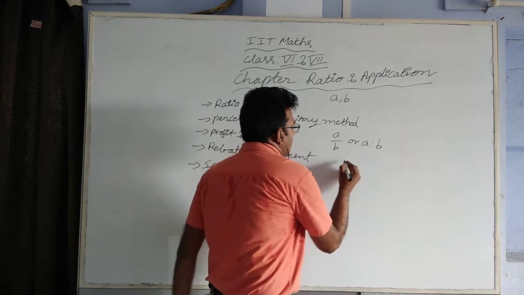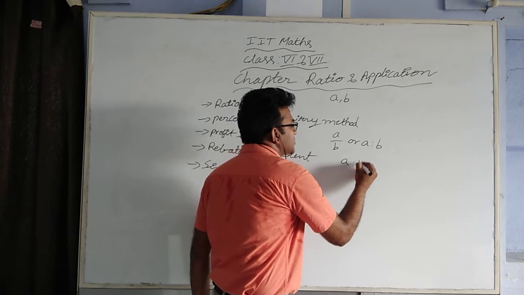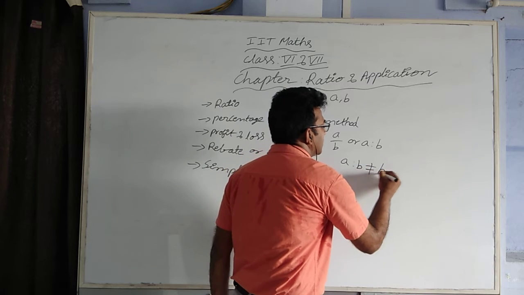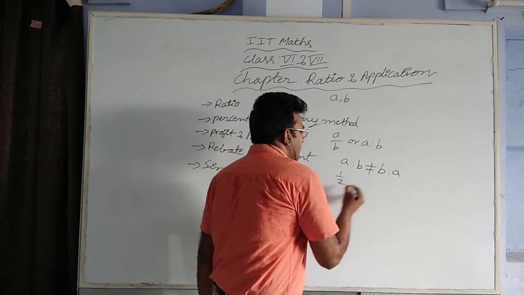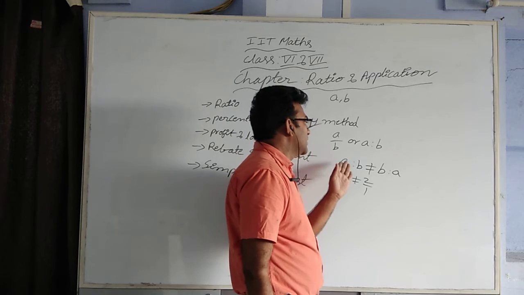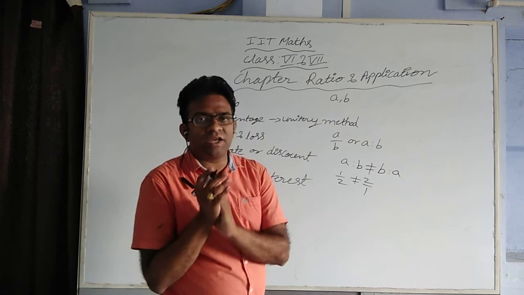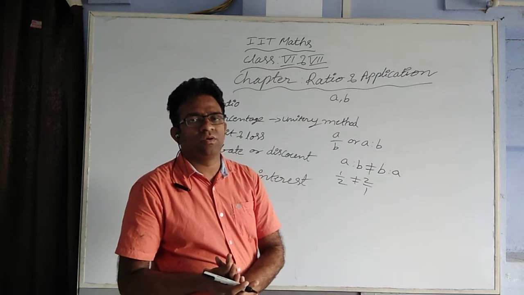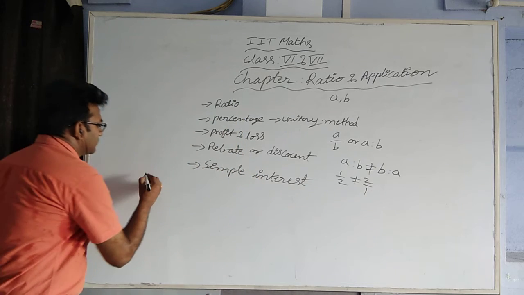One most important thing we are going to know here: A is to B is not equal to B is to A. For example, 1 by 2 is not equal to 2 by 1. In the same manner, A is to B is not equal to B is to A. So the order of the ratio is very important. Now we are going to see compound ratio.